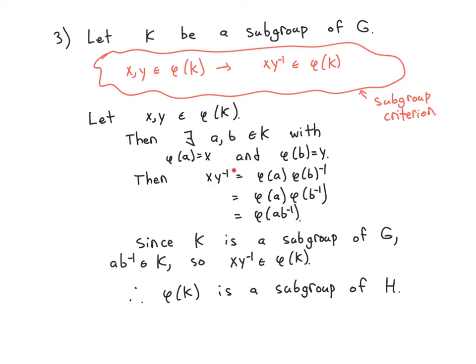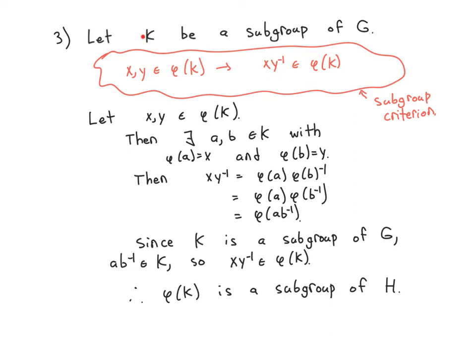Let's calculate x y inverse. By substitution, x is equal to phi of a, and y is equal to phi of b. The inverse of phi of b is equal to phi of b inverse by a property of group homomorphisms. And since phi is a group homomorphism, phi of a times phi of b inverse is equal to phi of a times b inverse. So what we've managed to show is that this product is the image of some element of G. At the very least, it is in the image of G, but we need to show it's in the image of K. So how do we do that?